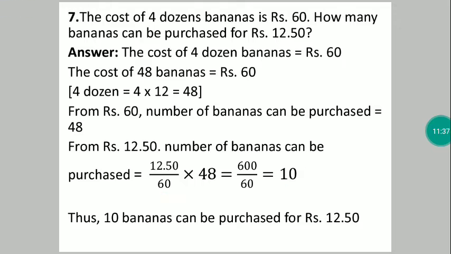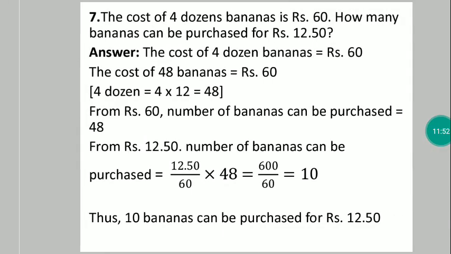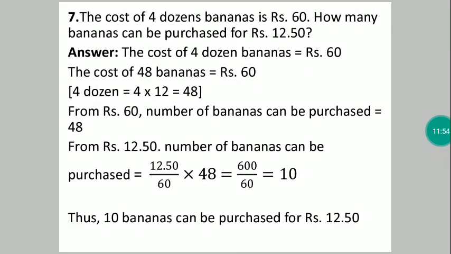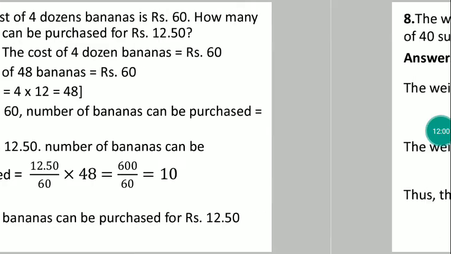So first find the cost of 4 dozen bananas, means 48 bananas we can purchase in rupees 60. Now we have to find in rupees 12.50 how many bananas can be purchased. That is nothing but 12.50 upon 60 into 48, which is equal to 10. So we can purchase 10 bananas in rupees 12.50.